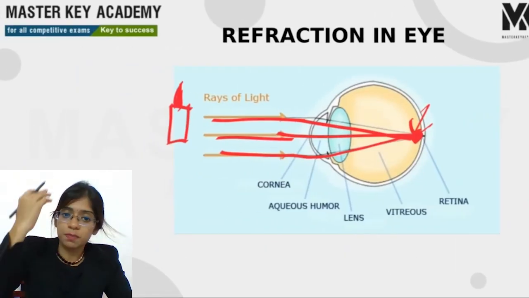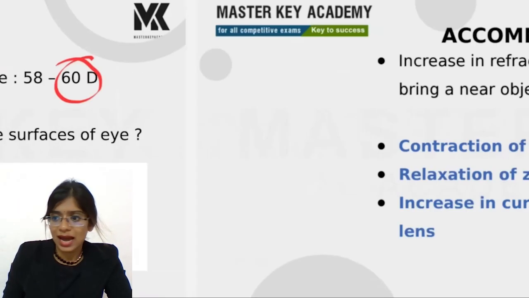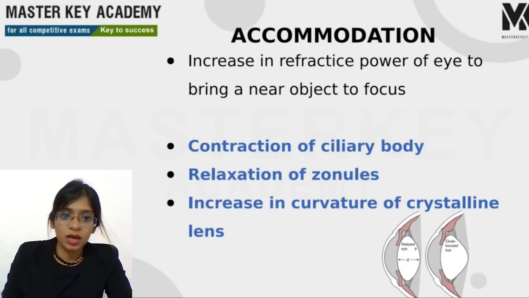If you are seeing a distant object, parallel rays come. Suppose I am seeing a nearby object.